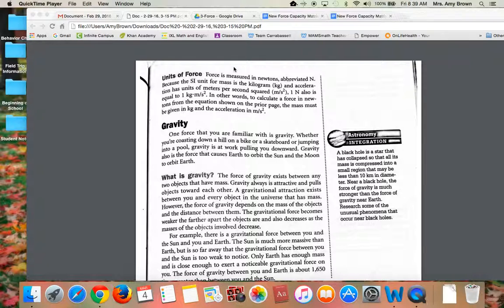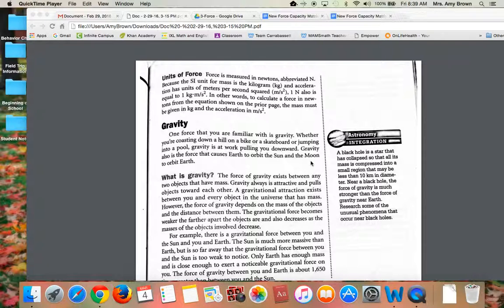So we're going to focus now on gravity as one of the forces. One force that you are familiar with is gravity. Whether you're coasting down a hill on a bike or a skateboard or jumping into a pool, gravity is at work pulling you downward. Gravity also is the force that causes Earth to orbit the Sun and the Moon to orbit Earth. What is gravity? We are down here now.